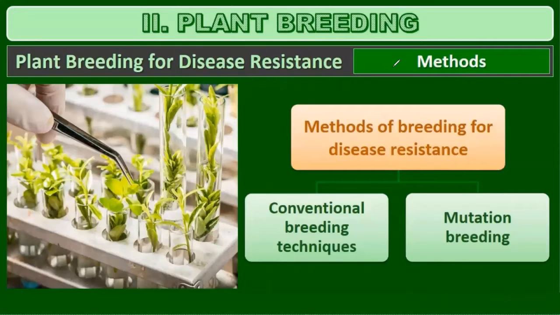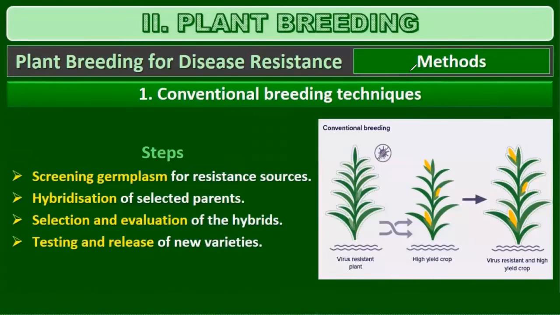What are the methods of getting the disease-resistant plants? There are two methods. One is the conventional method, another one is mutation breeding. Let us discuss the first one, that is conventional breeding techniques. The steps of conventional breeding techniques are: number one, screening germplasm for resistant sources. Second is hybridization of selected plants. Third is selection and evaluation of hybrids. And fourth is testing and release of new varieties.